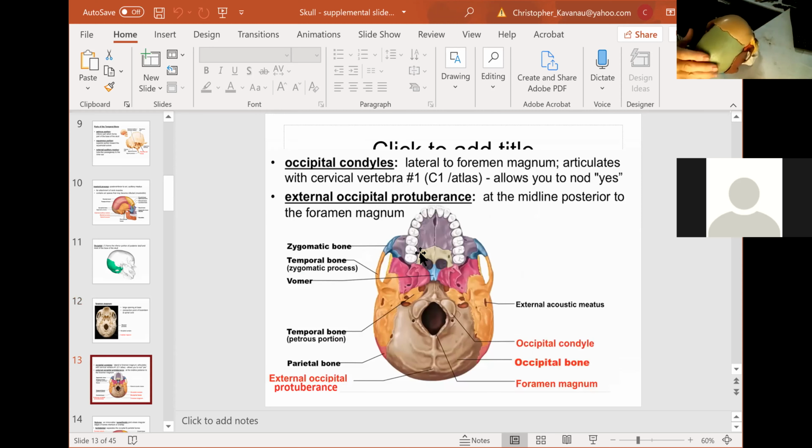All right. So we're going to look a little bit more at the occipital bone. So we have here these are called occipital condyles. There's a video I'm going to show later. It'll illustrate these a little bit in a different way.